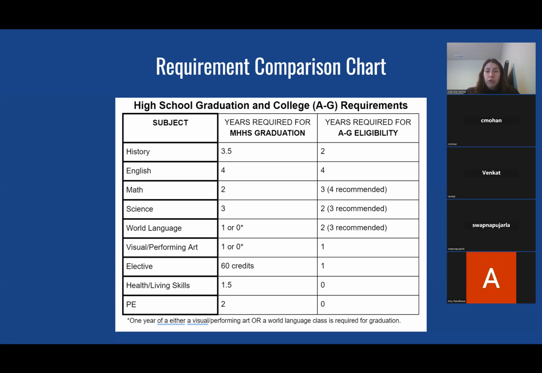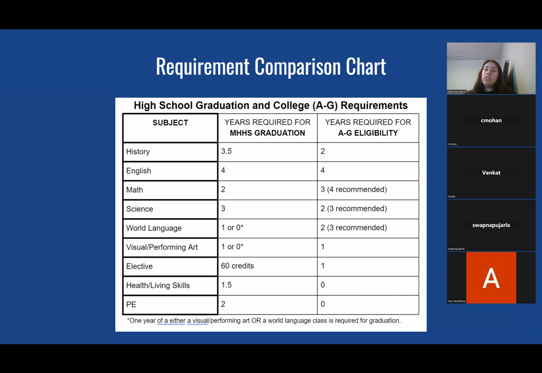Something that some people get confused about when it comes to A to G requirements is world language and the visual and performing art, okay? So for the world language and visual performing art for graduation requirements, you just need to pick one or the other if you're thinking graduation. Now, for A to G eligibility, you need to do 2 years of a world language, and that's the same language, okay? So you would have to do Spanish 1, Spanish 2 at minimum, or another language for 2 years. It's not Spanish 1 and Chinese 1. It has to be the same language for 2 years minimum, and 3 is recommended.